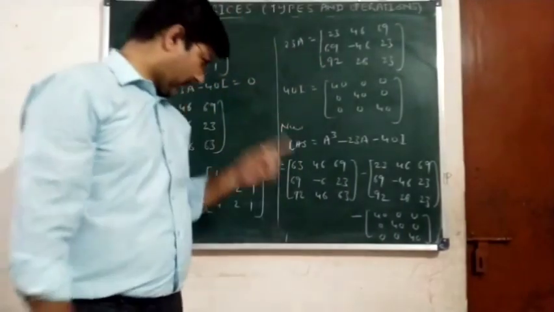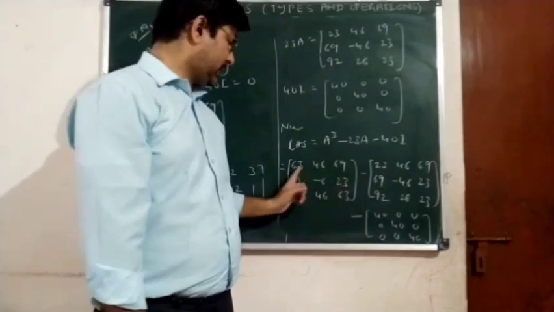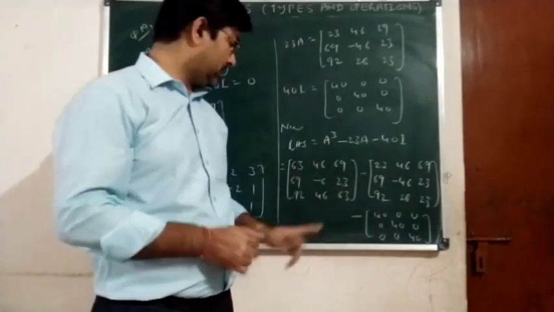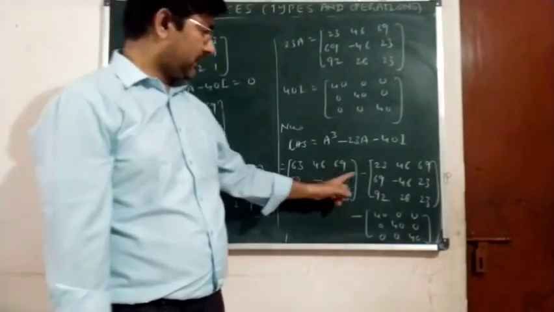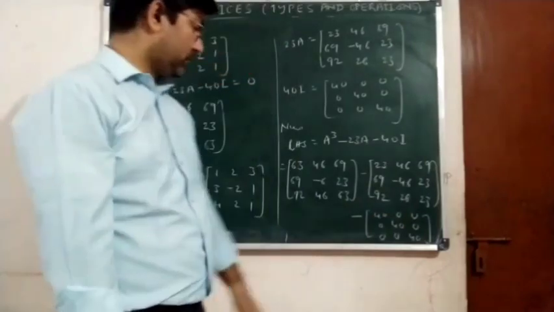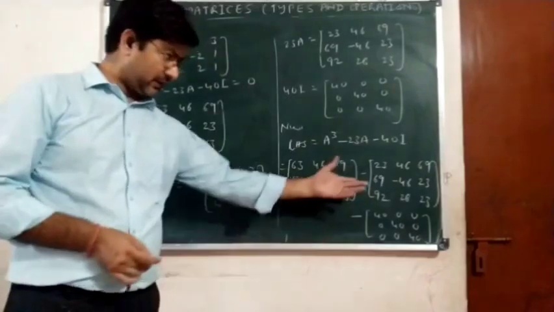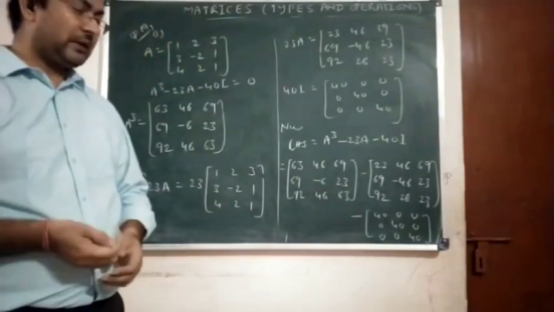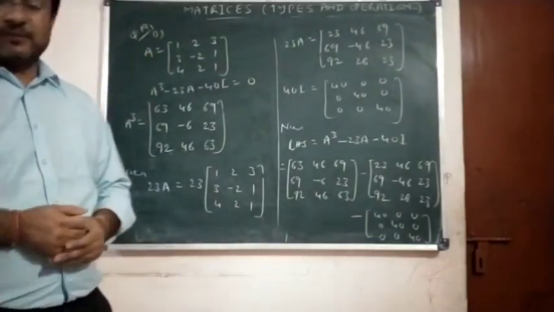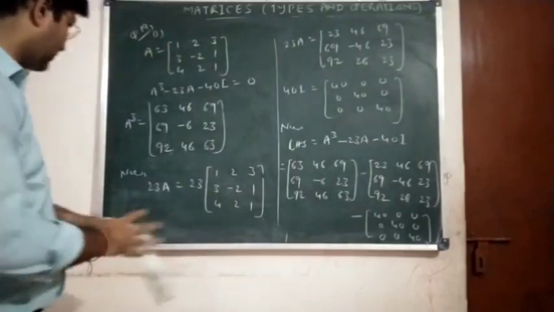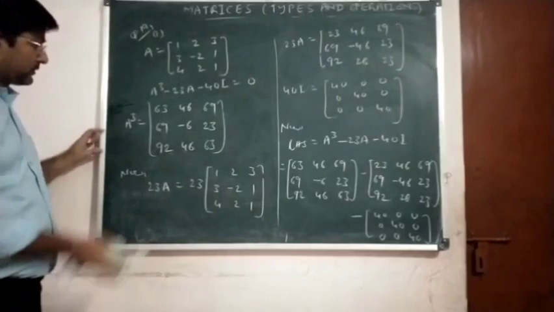Now on solving, 63 minus 23 minus 40 63, so 63 minus 63 is 0, again 46 minus 46 is 0, 0 plus 0 is 0, 69 minus 69 is 0, 0 plus 0 is 0. So in short, solving the corresponding elements, adding or subtracting as given, you will get each element to be 0 and therefore the answer will be a null matrix of order 3. So let us write down over here finally. I hope you have taken down this. Clear?